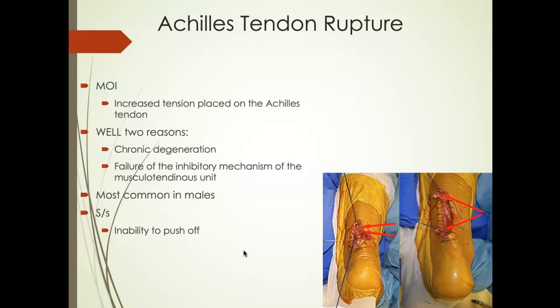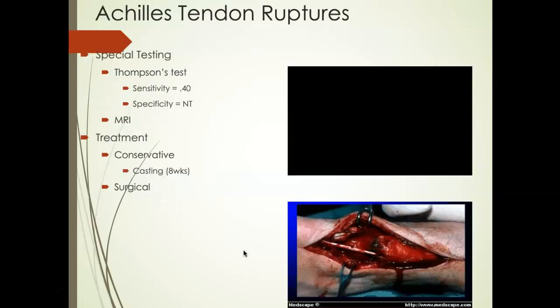And then they'll have the inability to push off, I'll say forcefully. Can they still push off? What do you guys think? The answer is yes, because what's still intact? The soleus is still intact and the plantaris is still intact. So they still have the ability to plantar flex, just not as forcefully as they would if the Achilles tendon was intact, because it connects to the gastrocs, right? So they're just not going to be able to push off forcefully.